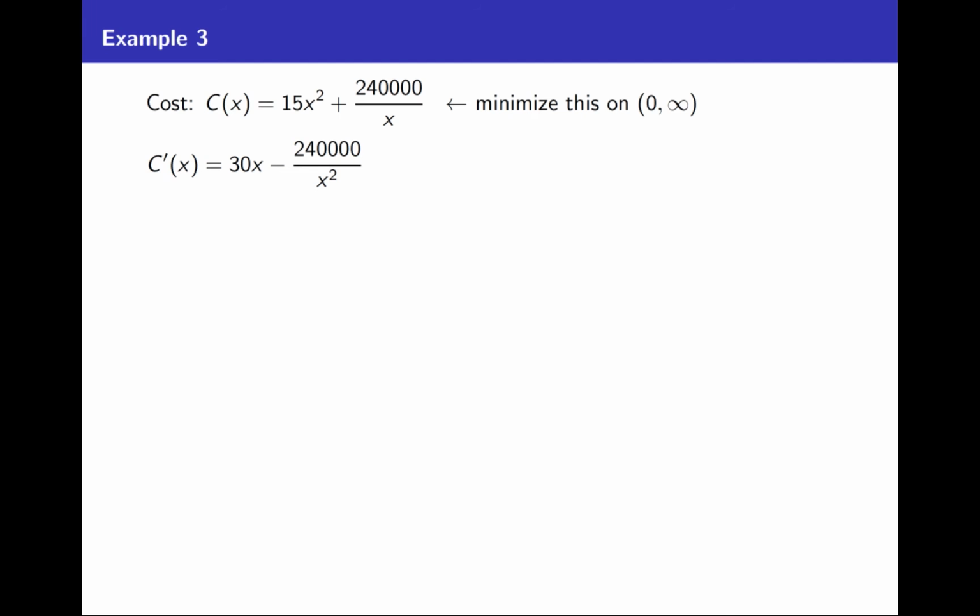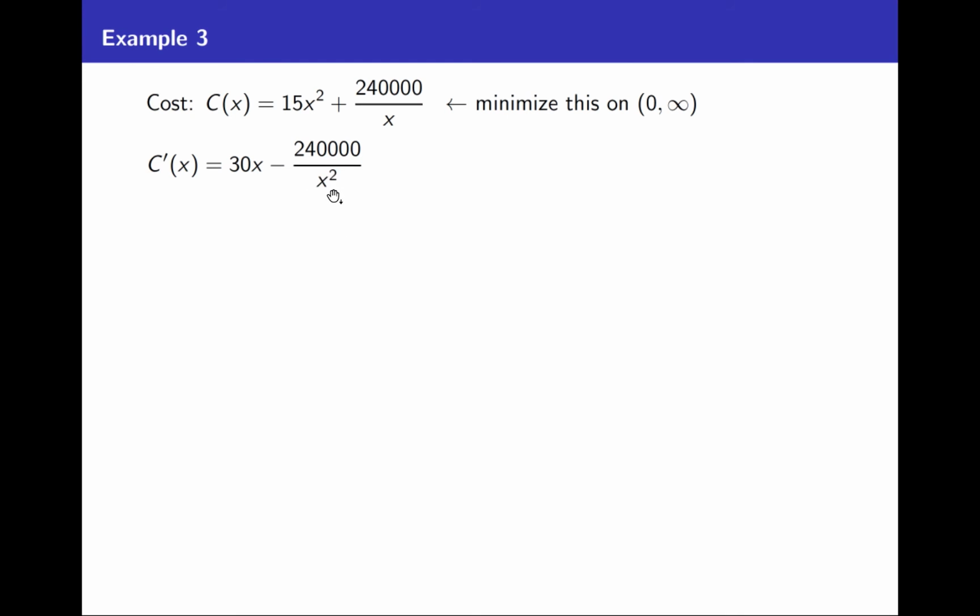So we know that the first thing we want to do is hunt for critical points, meaning we have to take the derivative. C prime of x, if you differentiate, you get 30x minus 240,000 over x squared. And let's see, critical points are going to be the values of x for which that's 0 or undefined.